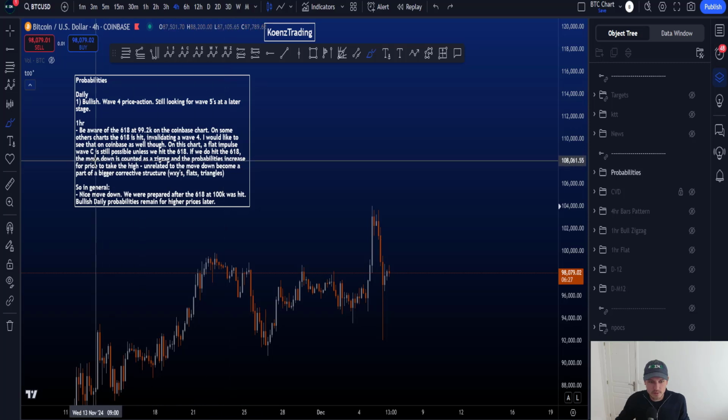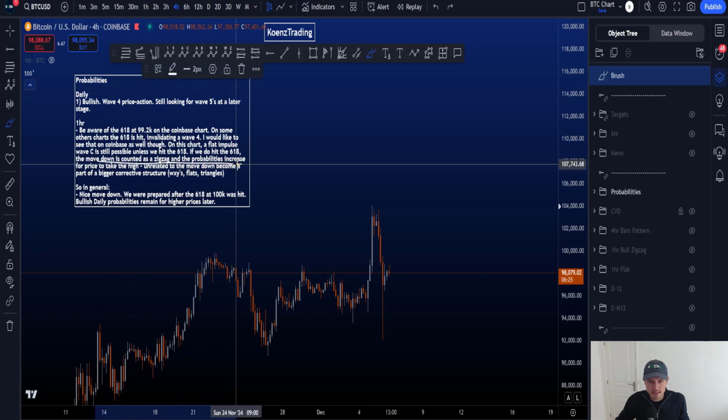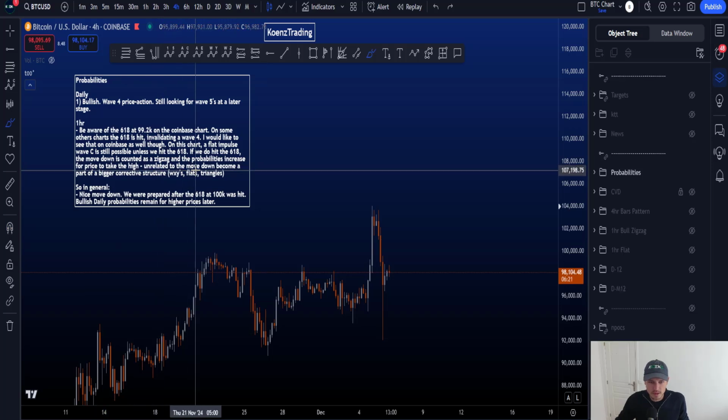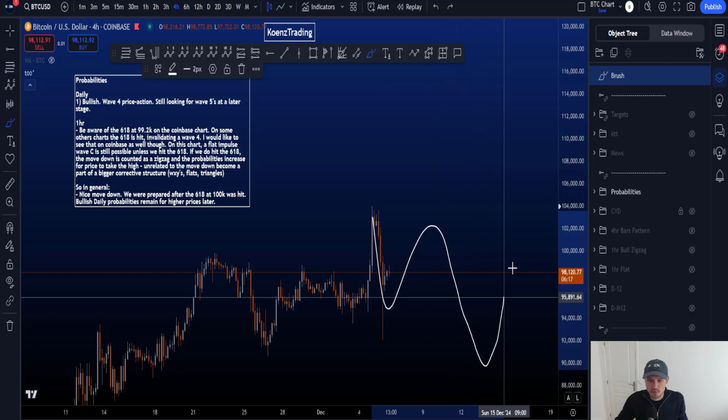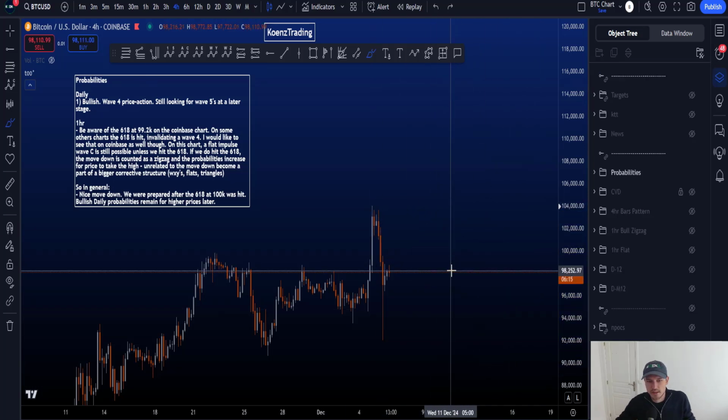If we do hit the 618, the move down is counted as a zigzag and probabilities increase for price to take the high, unrelated to the move down, becoming part of a bigger corrective structure. As mentioned, WXYs, triangles, whatever is then going to happen.